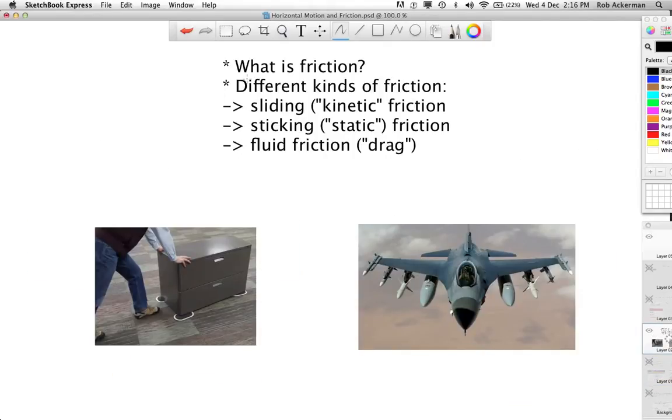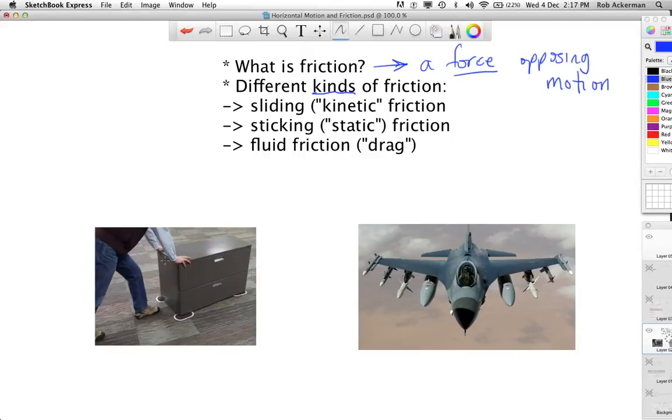So what are the different kinds of friction and what is friction? Well, we've already seen that friction is a force that opposes motion. Because it's a force, it is of course a vector, so it's got direction and it's measured in newtons, as all forces are. But did you know there's different kinds of friction? What are the different kinds of friction?